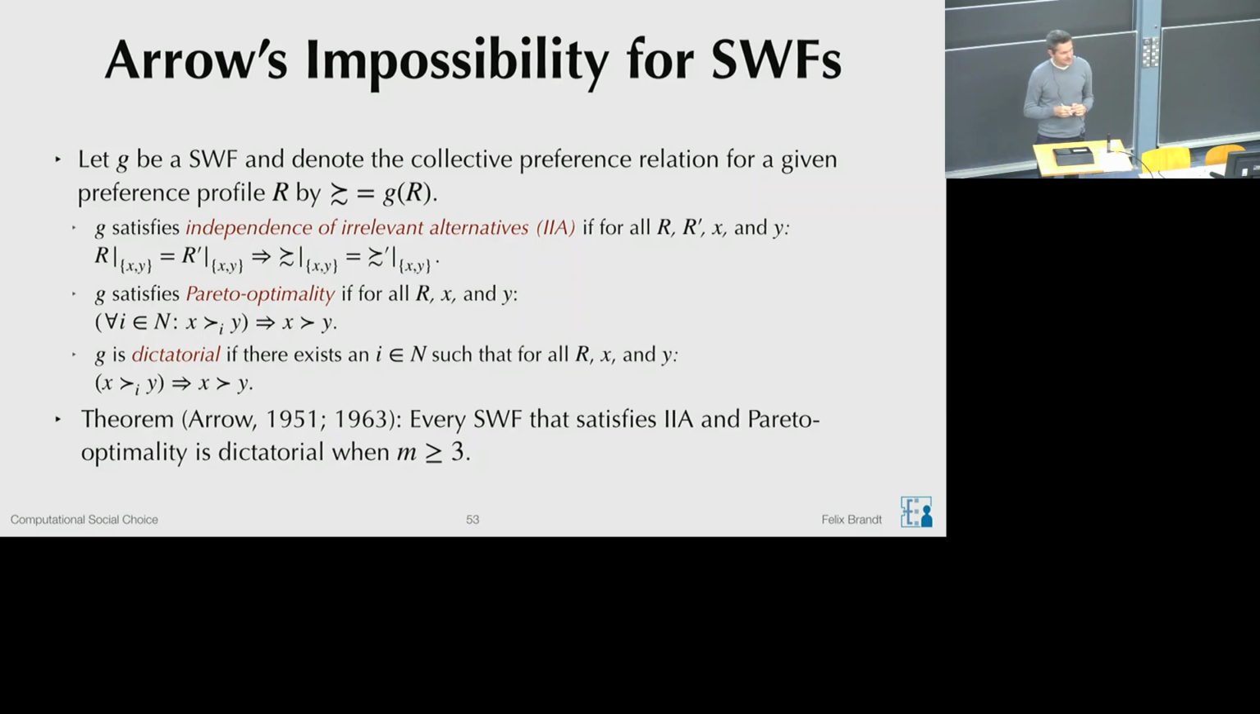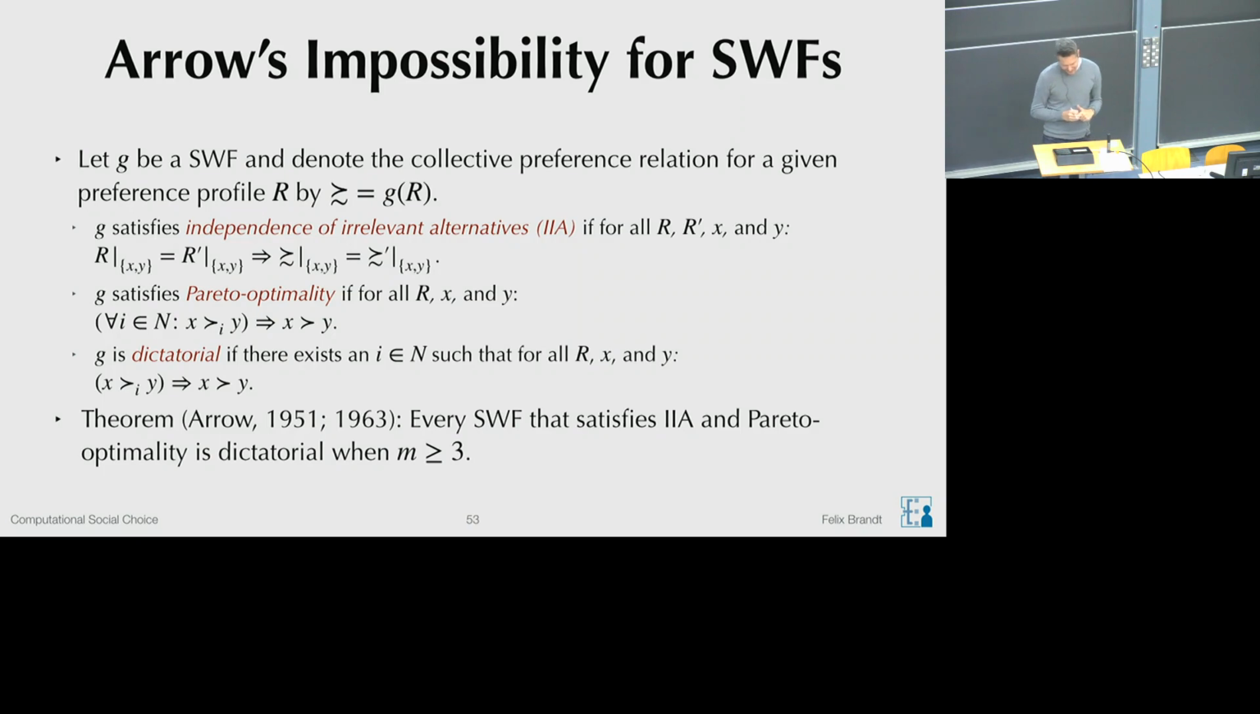IIA and Pareto optimality. And these conditions, as I said, seem really minimal. I'm going to show you an example to maybe even more convince you of IIA, but Pareto optimality, I think, is completely done, right? Nobody needs to be convinced that Pareto optimality is a reasonable condition.